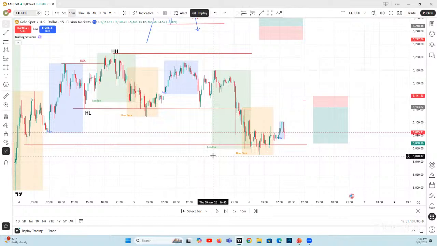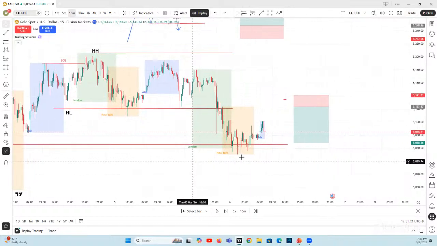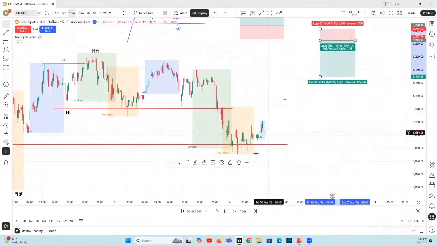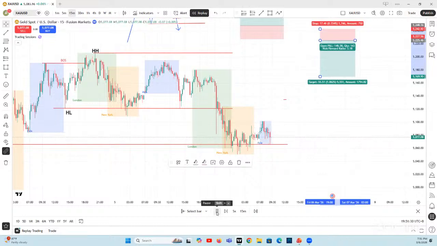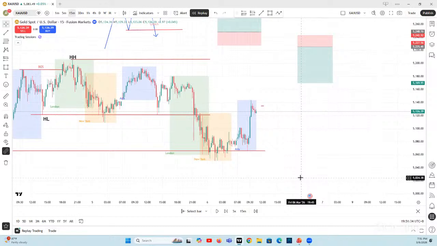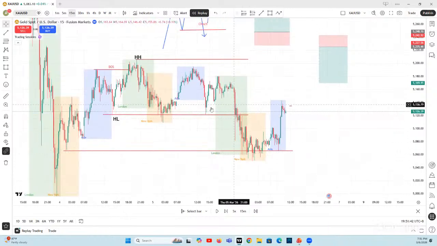Look what happened now, my friend. This is Friday, yeah? Friday's price action. This is today's price action. Let's see. Okay. So it did something. What did it do, my friend?